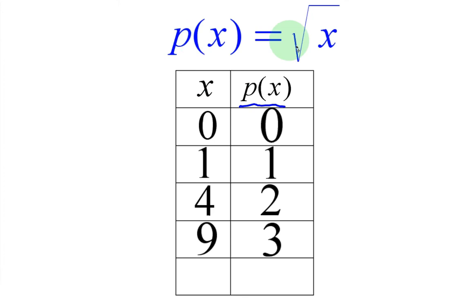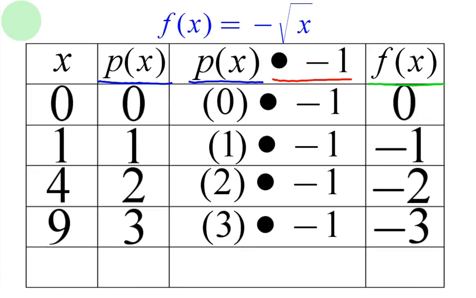So here's our chart for p of x equals square root of x, with 0, 1, 4, 9 for our x values. We've seen this before. Our y values are just the square root of those. If we put a negative out front of the square root of x, then all we have to do is take our y values from our parent function and multiply by negative 1. It's much more straightforward because you see a negative there, therefore you make the y values negative.